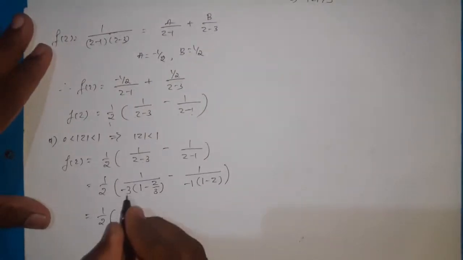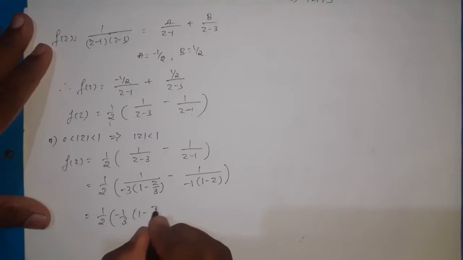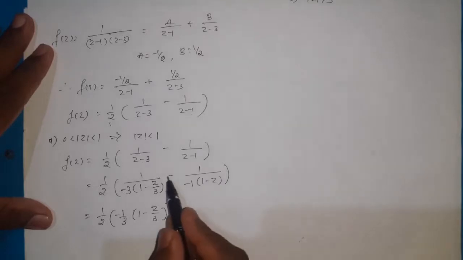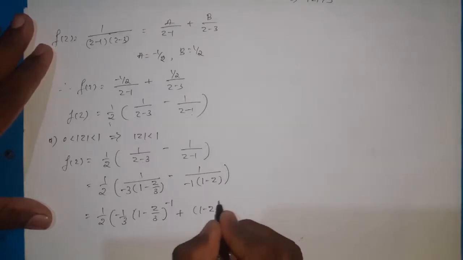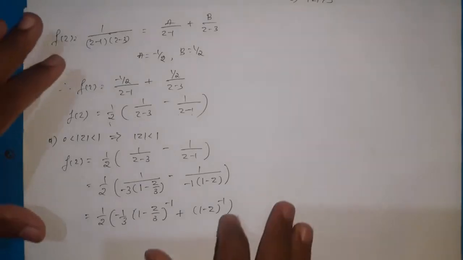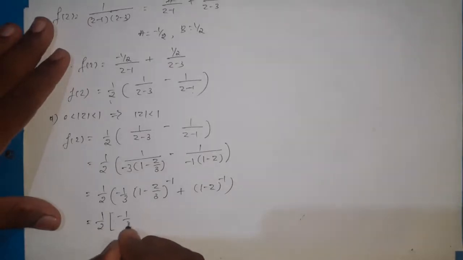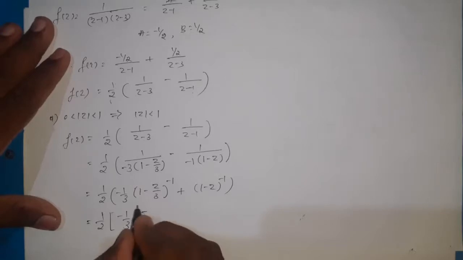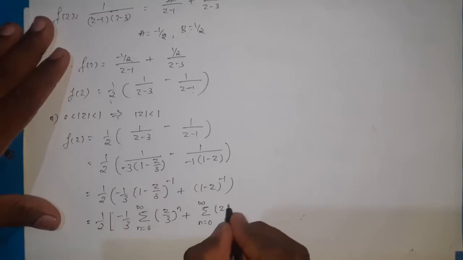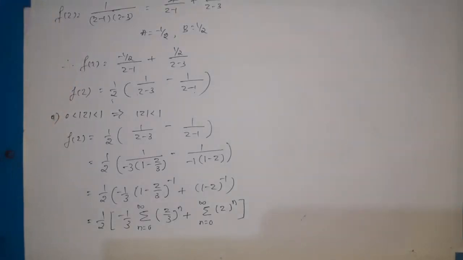Now it is equal to 1 by 2, here minus 1 by 3 as it is. Now take the remaining term to the numerator, so that becomes 1 minus z by 3 whole power minus 1, and here minus into minus become plus, and 1 minus z whole power minus 1. Now you can expand this, or you can directly write the summation form. So it is equal to 1 by 2, here minus 1 by 3 as it is, summation over n equal to 0 to infinity, in place of x we have z by 3 whole power n, plus summation over n equal to 0 to infinity z whole power n. So this is the expansion of the given series, and here there is no z in the denominator, so therefore it is Taylor's series.